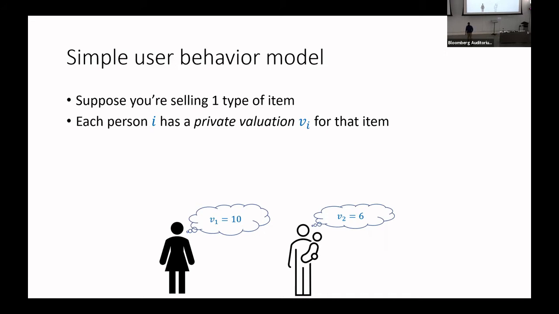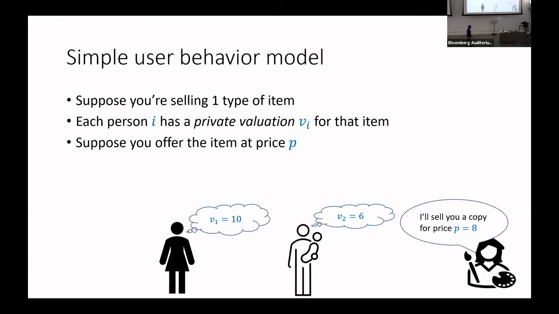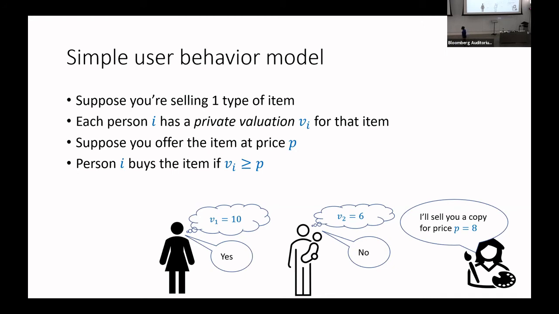You just have that one item, and you have unlimited copies of it, so you don't have to worry about capacity constraints. We're going to say that each person has a private valuation V_i for that item, which is how much they value it in dollars. Suppose you're selling a copy of that item for price P, and you have it up on a sign. Each person looks at that price and decides whether to buy by comparing their private valuation, which they know but you don't, to the price. They'll buy it if their valuation is greater than or equal to the price.